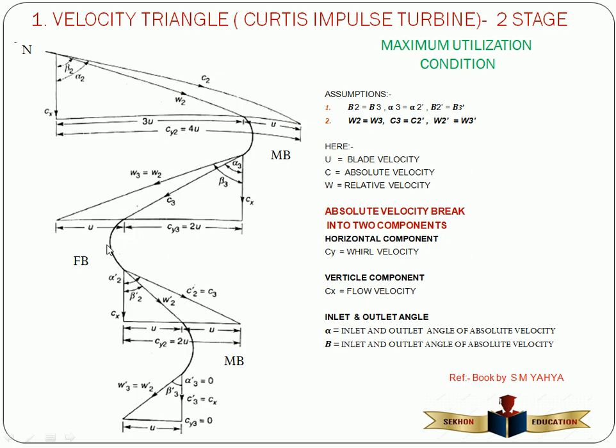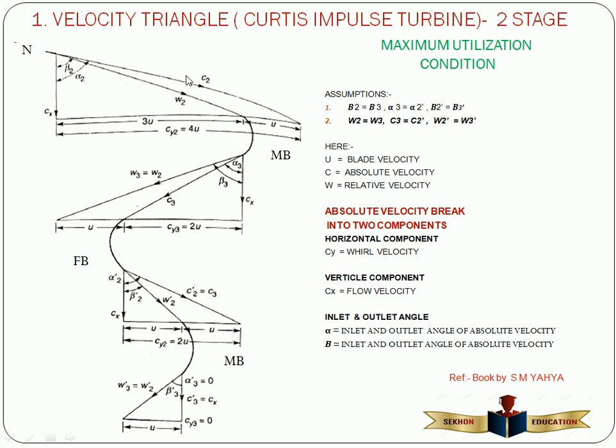The reason it is the absolute velocity is that the fixed blade does not have any motion. So the velocity with which it enters is the absolute velocity rather than the relative velocity. So it enters with this absolute velocity, and the fixed blade just guides it. Now another assumption is that angle alpha 3 equals alpha 2. If the angles are the same, then the velocities must be the same. That means C3 equals C2 dash.